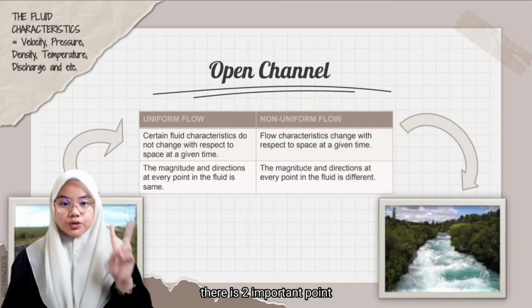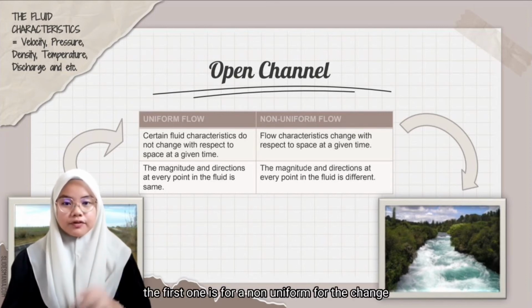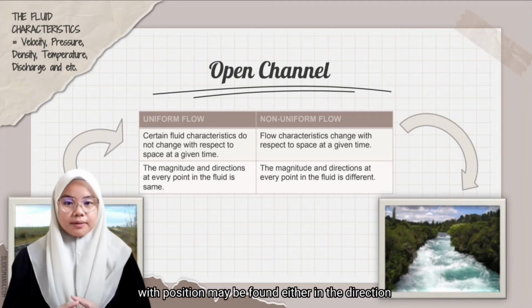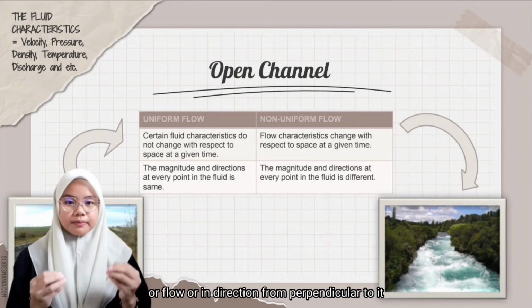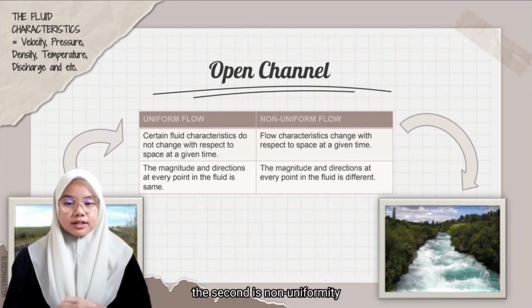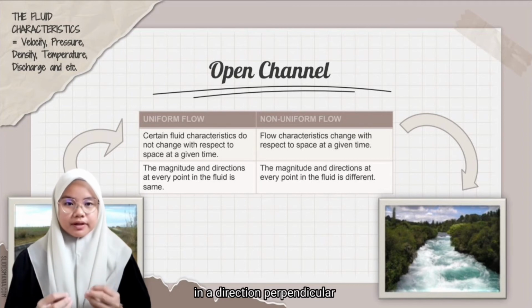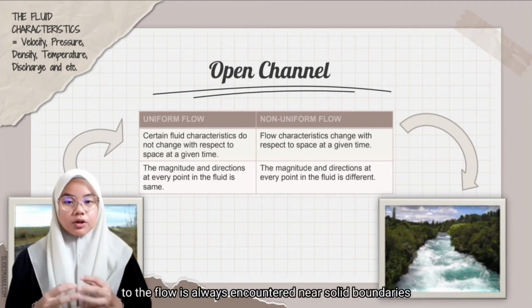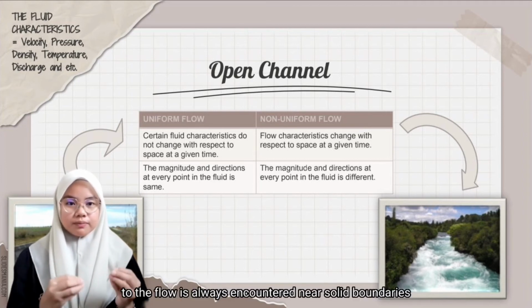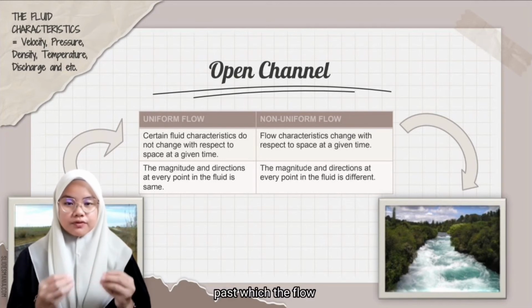There are two important points. The first one is that for a non-uniform flow, the change in position may be found either in the direction of flow or in a direction perpendicular to it. The second is that non-uniformity in a direction perpendicular to the flow is always encountered near solid boundaries past which the fluid flows.